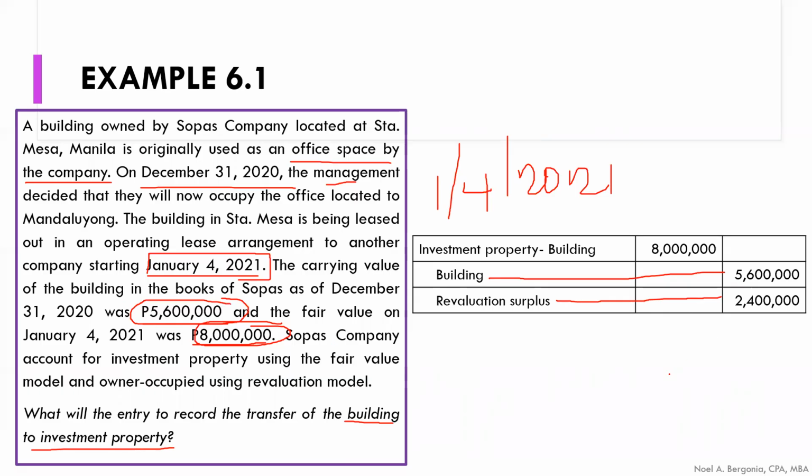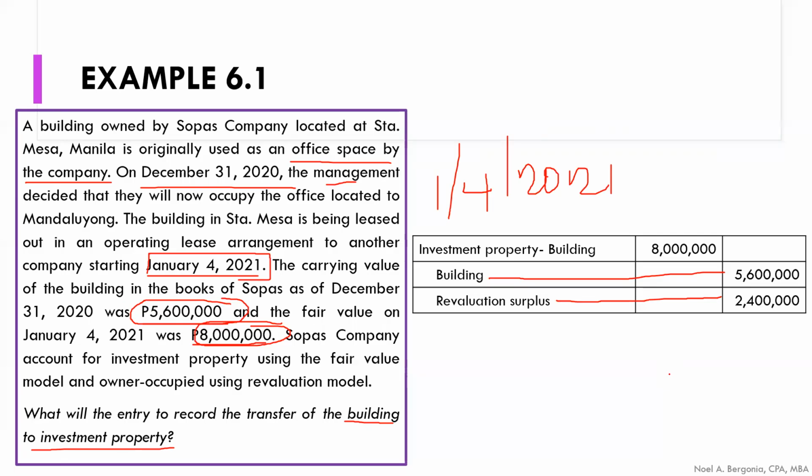2,400,000. Okay? So I hope that that is clear. Yun kasi yung nakalagay in paragraph number 60. Di ba? Treat it as if it was a revaluation. Okay. So that's the first example.